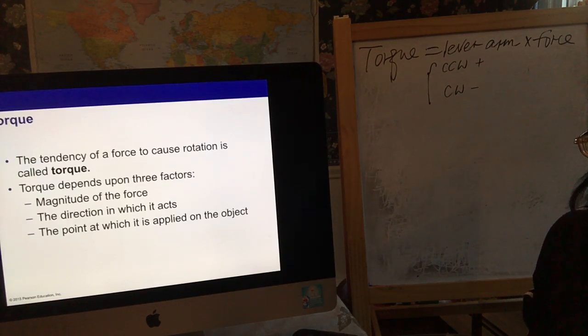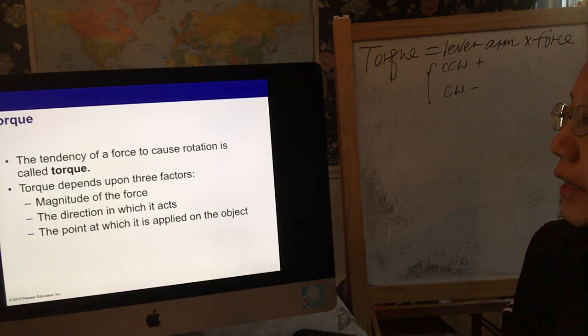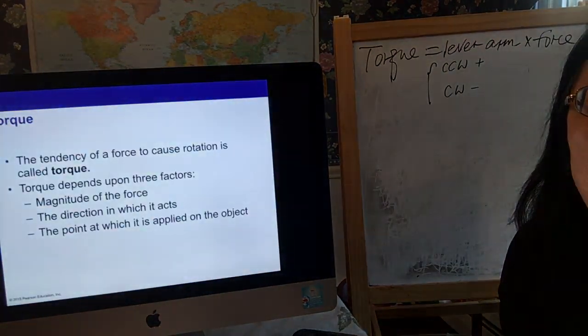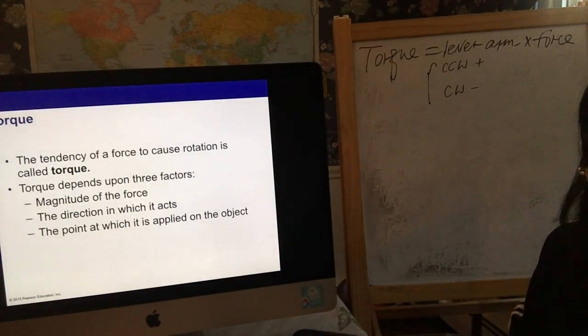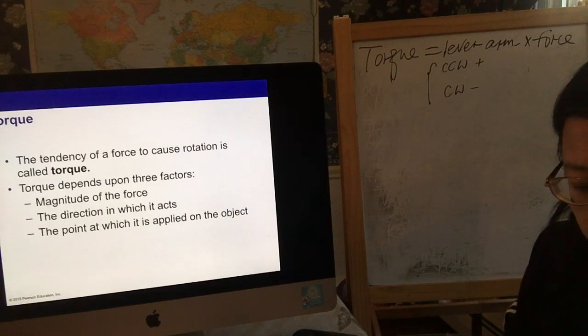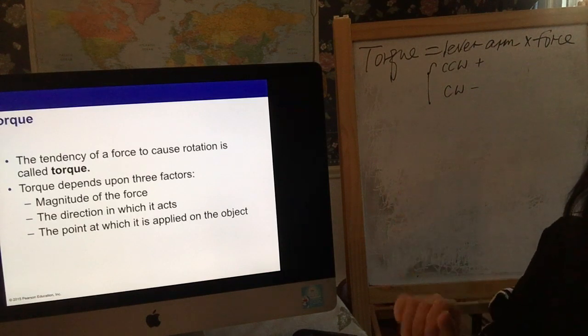So today we will continue to talk about the other important concept in chapter 8, which is torque. So what is torque? Torque is the tendency of a force to cause rotation. As we learned from Newton's second law, force is the reason why we can change the motion of an object, but torque is the reason why we can change the rotational motion of an object. So think about an example here in real life. If you want to push the door open, right?